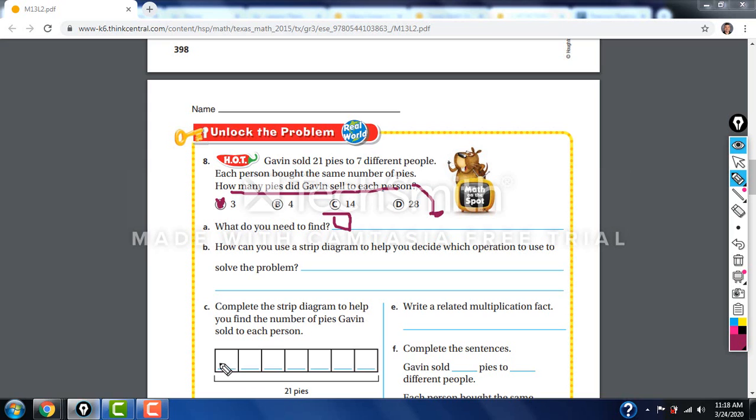So you have 21 pies, 7 groups. How many in each one? Your answer should be either that or a number 3. Okay, and if you add all those 3s, it will give you 21.